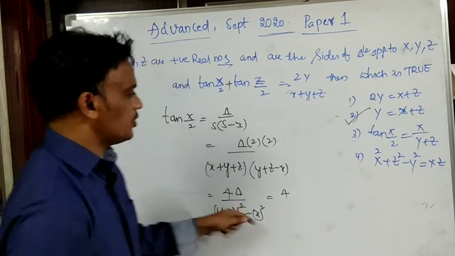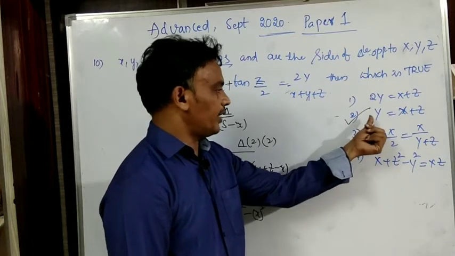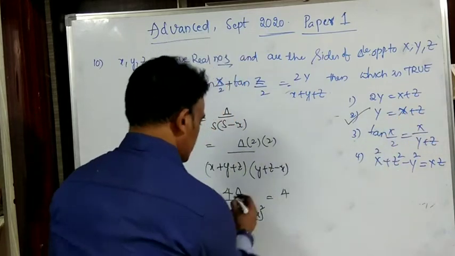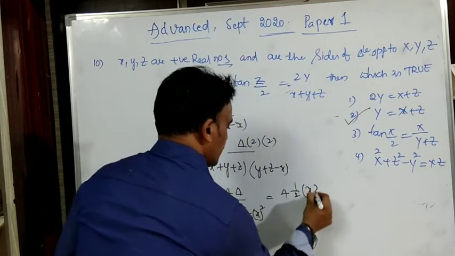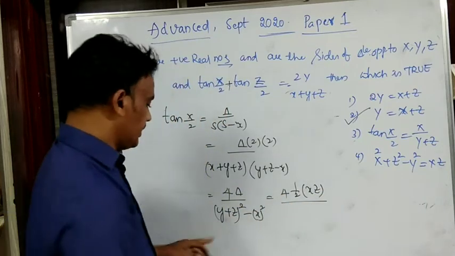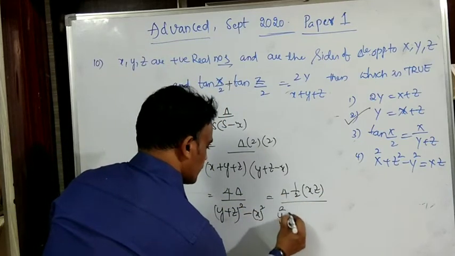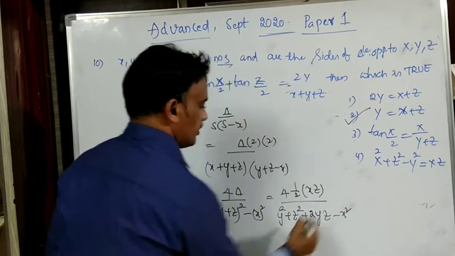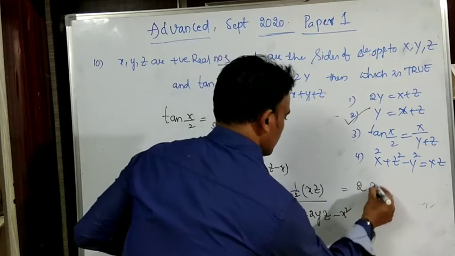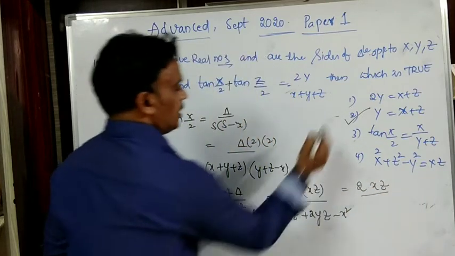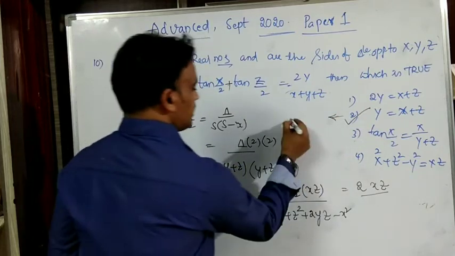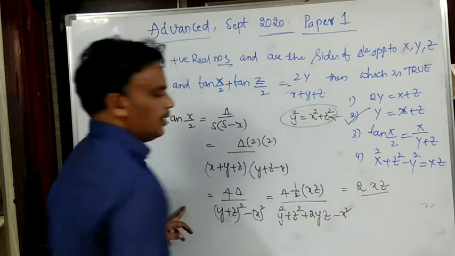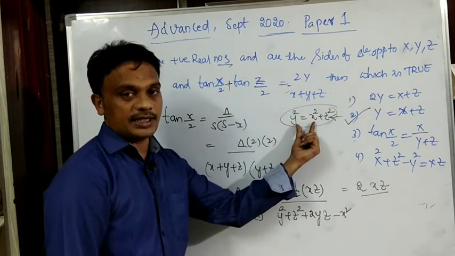Now this can be written as 4 into, already we got one of the options, angle y is 90 degrees. So x and z are the perpendicular sides. So I can write delta, the area of the triangle, as half into xz. Please expand this one, which is y square plus z square plus 2yz minus x square. So the numerator is 2xz by the denominator. Come on, from this one can you write like this: y square equals x square plus z square, right? From this one, what is the value of y square minus x square?